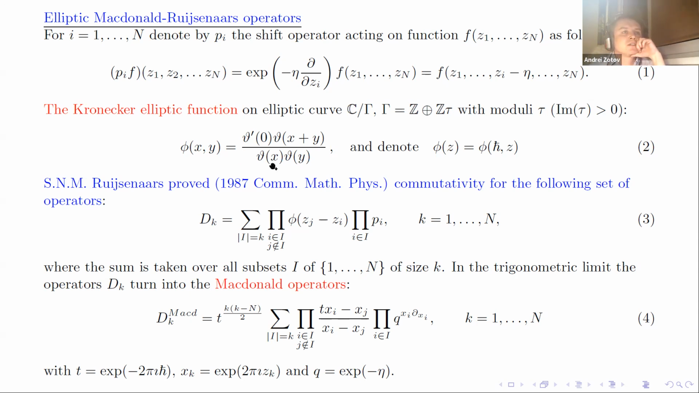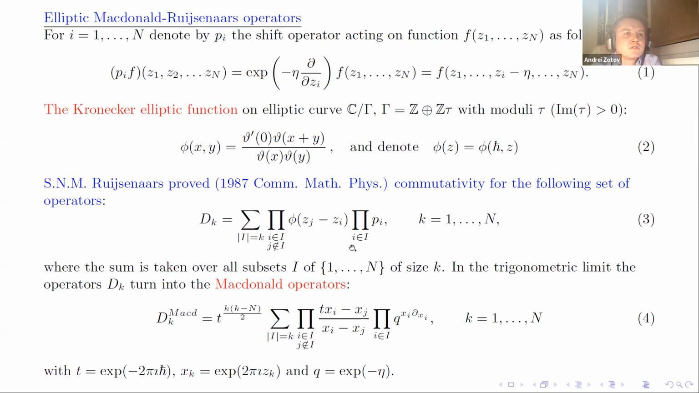very famous in integrable systems. It is widely known. It appears in Lax pairs, R-matrices, and so on. So it's the standard ratio of theta functions. And using these notations, we can formulate the result proved by Ruijsenaars as follows.